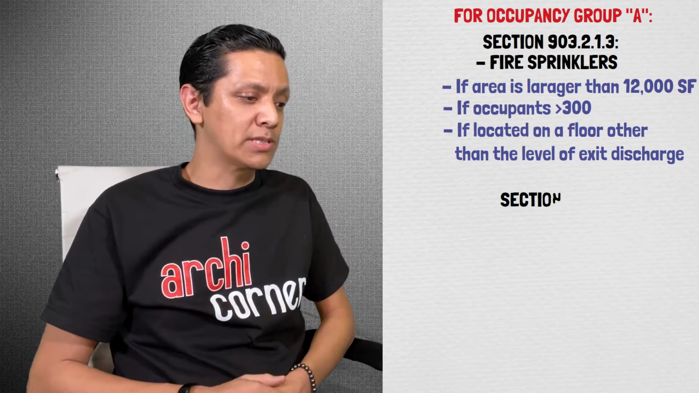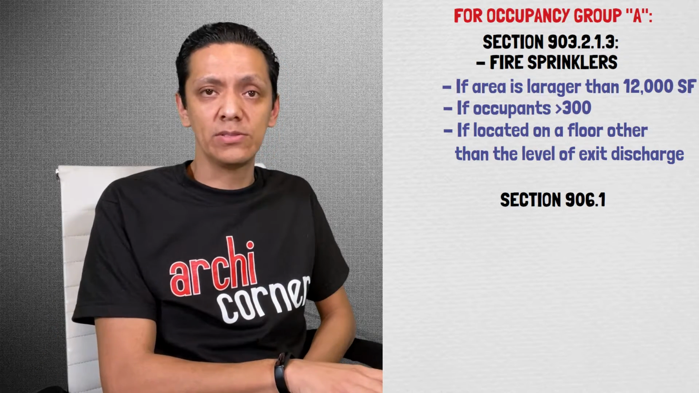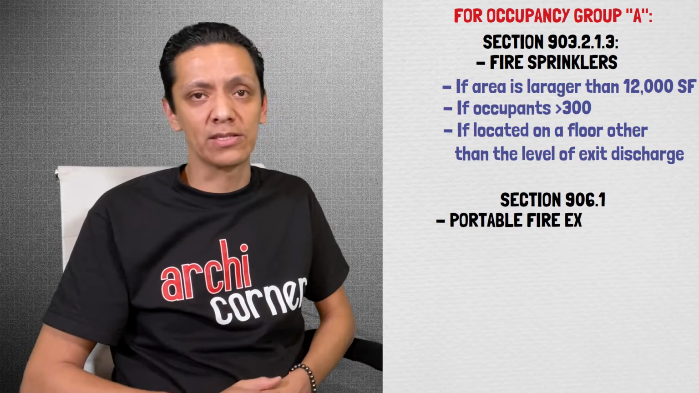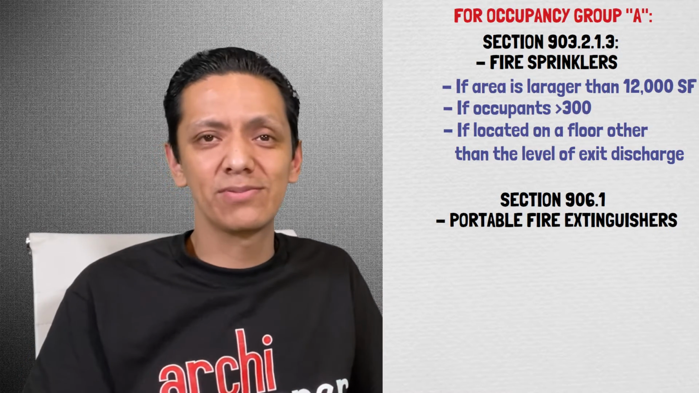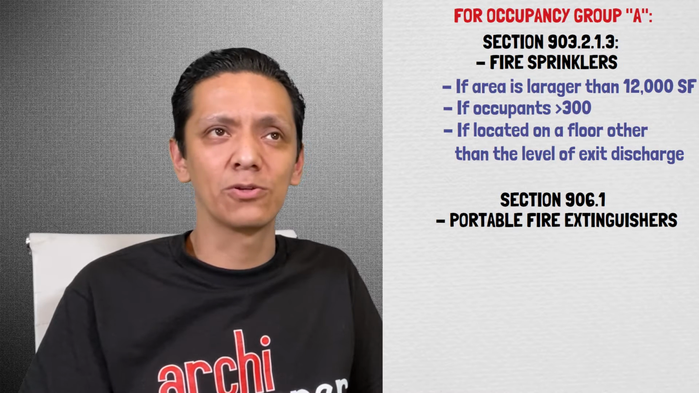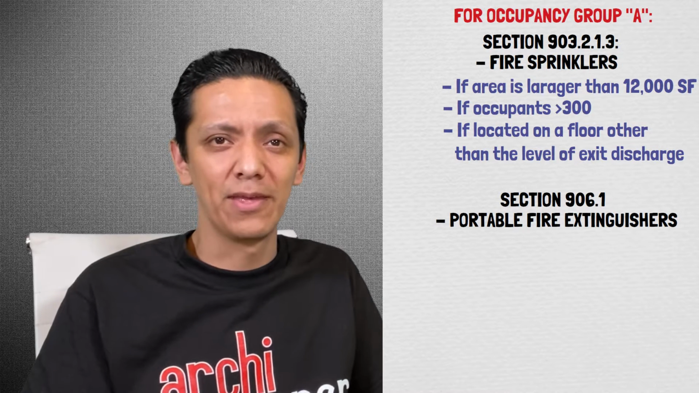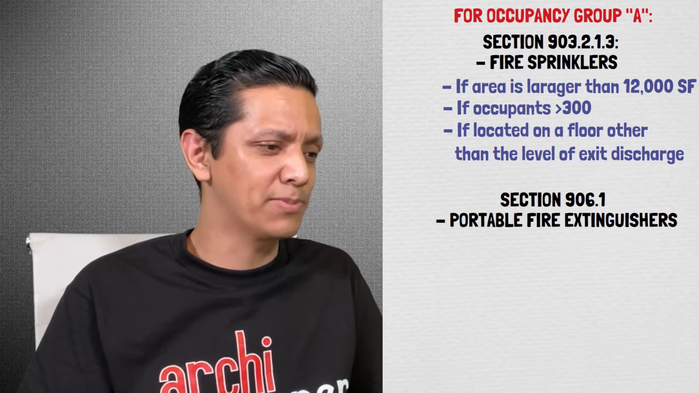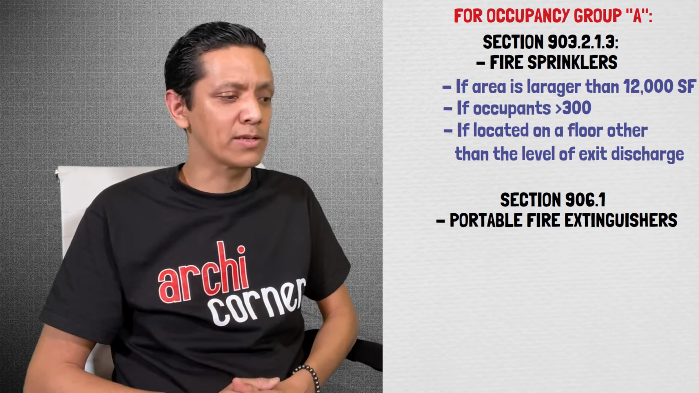The next section is section 906.1 that tells us that in an A occupancy, we must have portable fire extinguishers. But that's pretty much true for every occupancy group. I don't know that there is an occupancy group other than some residential that you don't need to have fire extinguishers. But anyways, you need to have portable fire extinguishers.